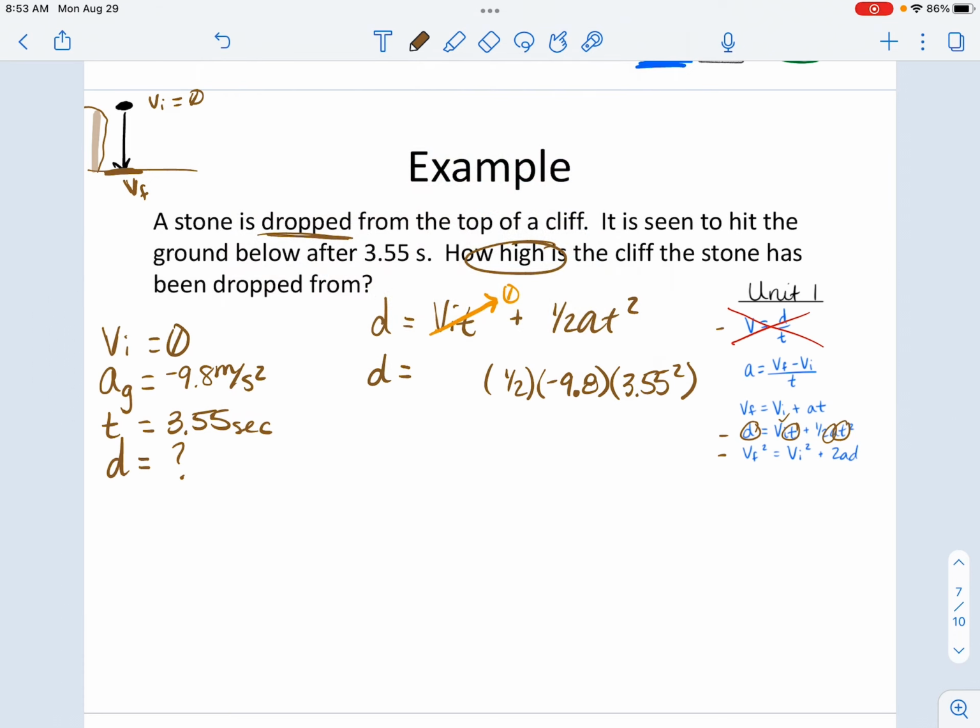So then we're going to take this information, we're going to simply copy it or type it into our calculator. And in this case, this is going to give us a negative 61.75225 equals D. Remember, all final answers should be rounded for sig figs.